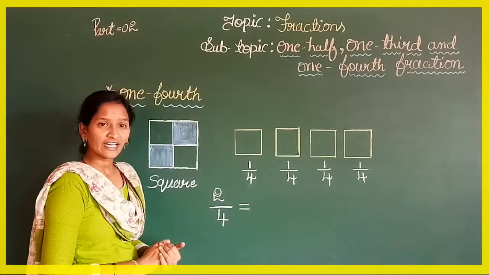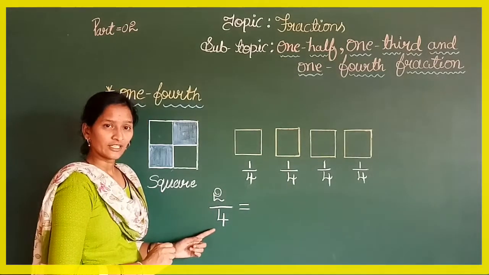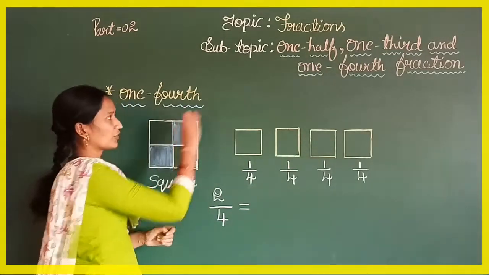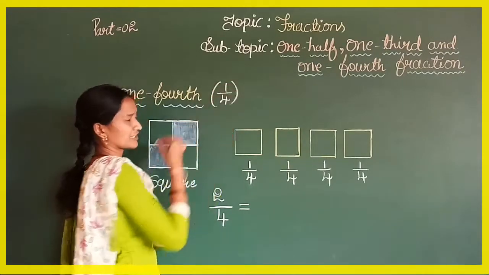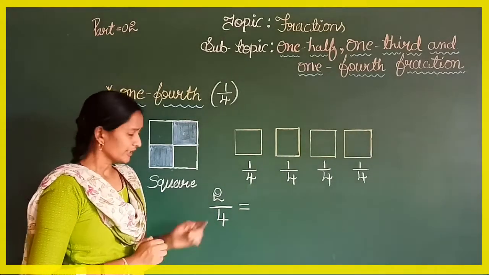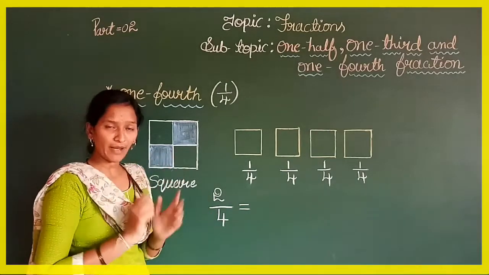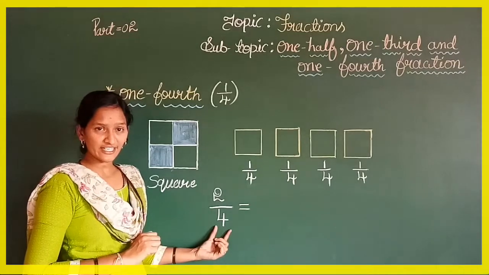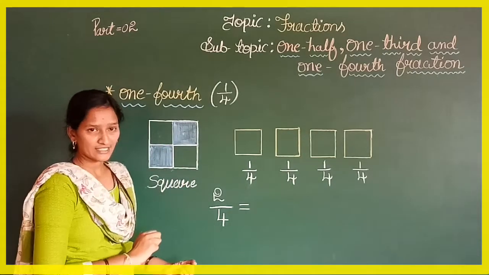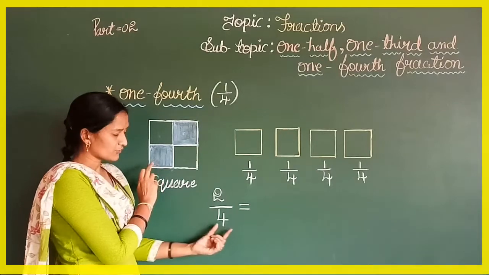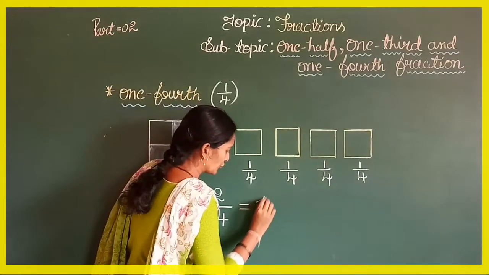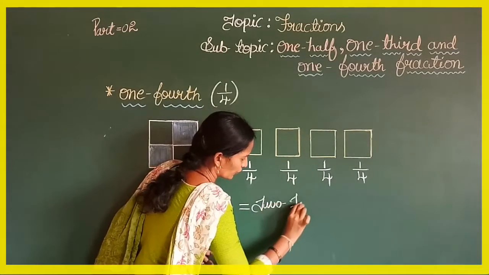How can you read this? It is 2/4. In the numerator, which number is there? In the numerator, here is a 2. It is the total number of shaded parts. In the denominator, which digit is there? It is 4. This 4 indicates the total number of equal parts. This 2 is the shaded part. This 4 is the total number of equal parts. So it is 2/4.